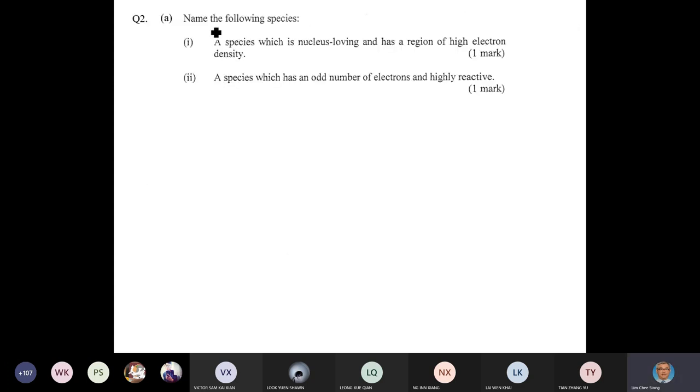Now go to question number 2. Students, now we go further, which is how to identify the name for it. Okay, for example, name the following species. In your syllabus, they got totally 2 species you must be careful. Species number 1 we call electrophile. Species number 2 we call nucleophile. And one more topic which is in between them we call free radical.